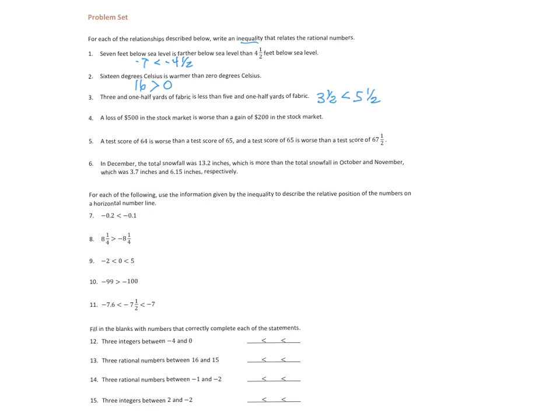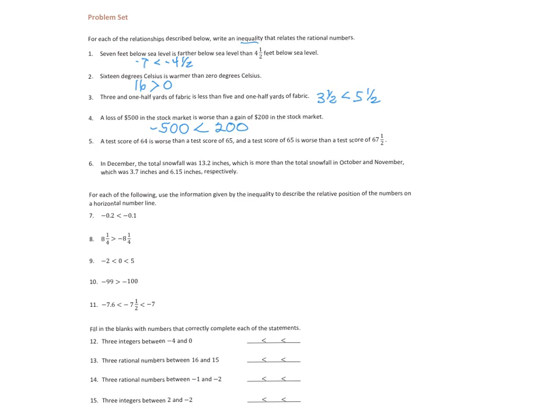Number 4 says a loss of 500. So a loss is going to be negative, and then it's 500. So I'm going to write that in. It is worse than a gain of 200. 200 is positive in the stock market.